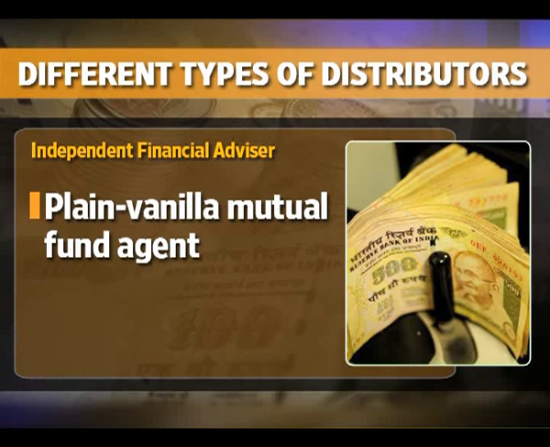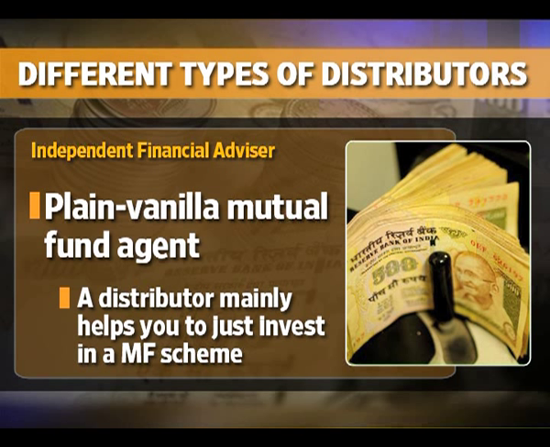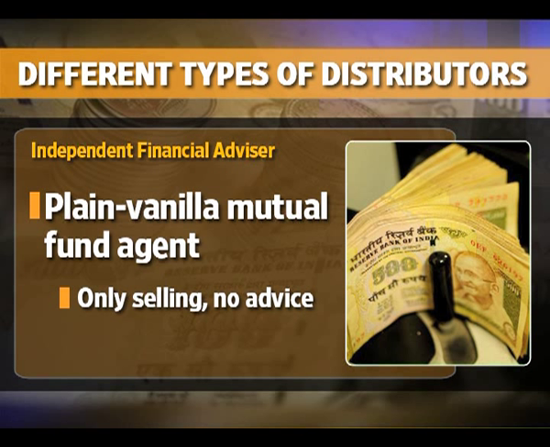So there are basically three types of mutual fund distributors. The first type is the plain vanilla mutual fund agent. Now this is the most basic type of mutual fund distributor available out there in the market. This type of distributor does not charge any fees. He's just interested in pushing the forms. He's a mere seller of financial products, of mutual fund schemes.